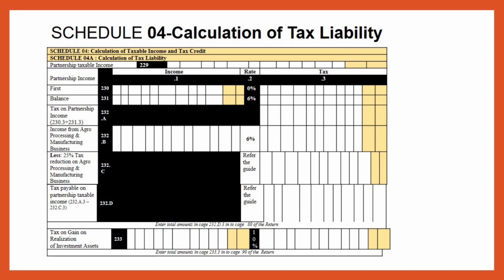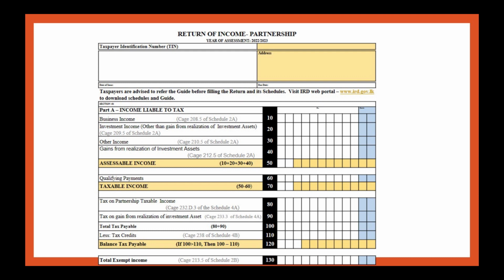The figure in cage 232D.3 has to be taken into the cage 80 of section 1. In case where there is an agro-processing or manufacturing income, do the adjustment in the manner provided in the example of the PIT guide and take the end result in cage 232D.3 into the cage 90 of the return. Now, you have come up with the cages 80 and 90 of the return. So get the total of them into the cage 100, which forms the total tax liability of the partnership for the period.